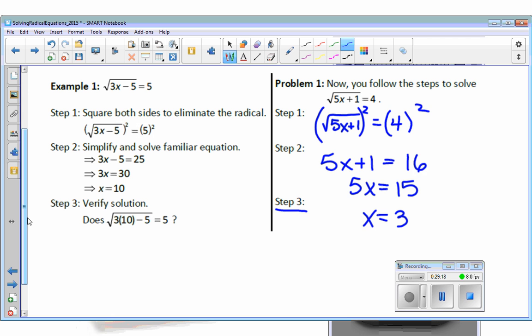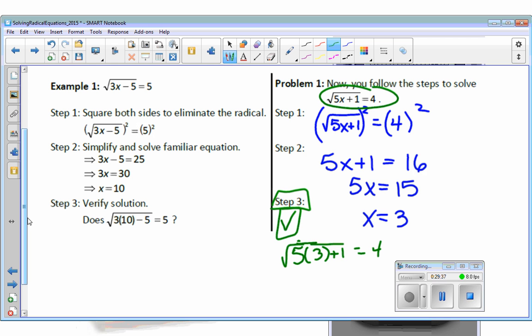So step 3, I'll do it in a different color so it doesn't mess up here. But step 3, we're going to check it. We're in the wrong problem. Because we're doing this problem, right? 5 times 3 plus 1, the square root of 16, does that equal 4? Is that 4? Yes. So it works.